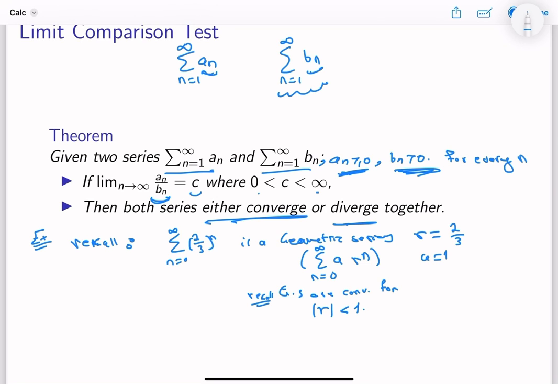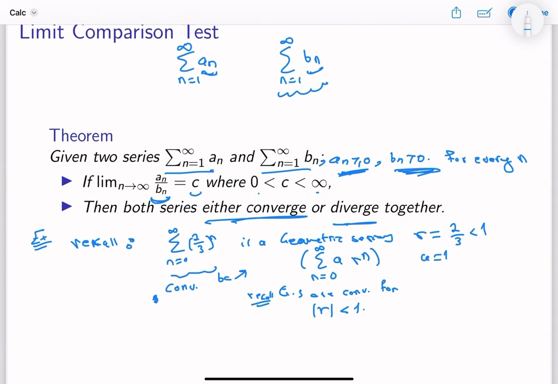Okay, so this is what we have. If r is strictly less than 1, then the series is convergent because it's a geometric series, and we've discussed this in a previous video. Here r is equal to 2 over 3, which is strictly less than 1. This means that this series is convergent, because it's a geometric series with r equal to 2 over 3. So it's convergent. Okay? This we know.